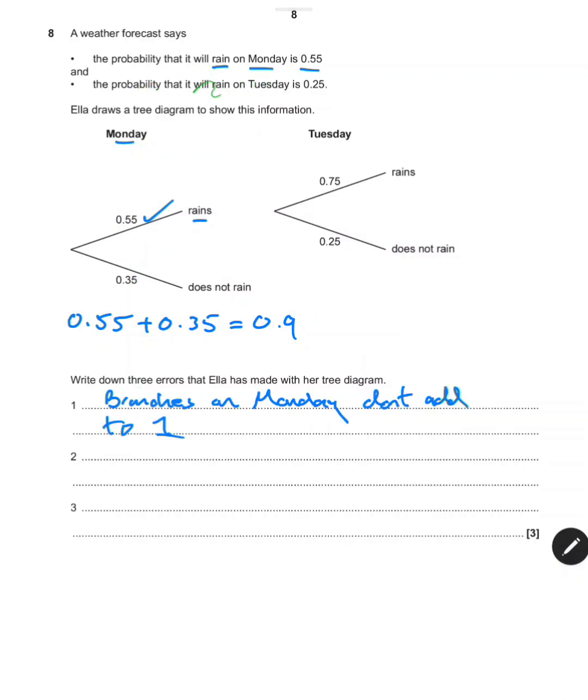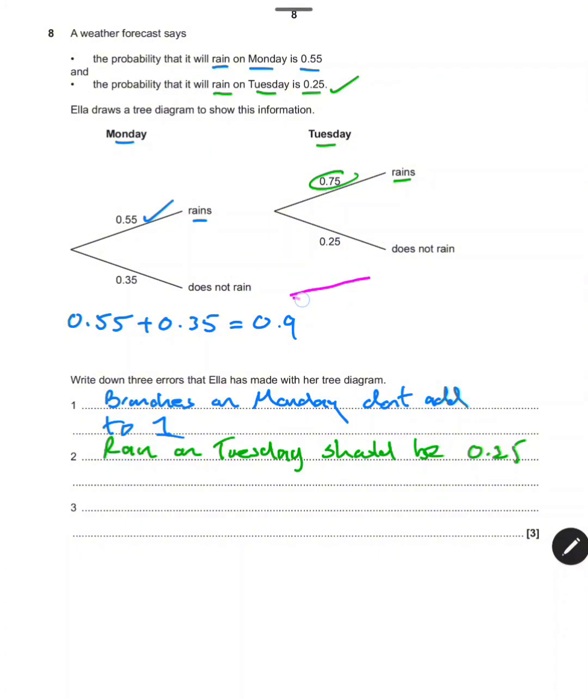Second statement, it says the probability it rains on Tuesday is 0.25. So we've got Tuesday rain and they've said 0.75. So they've got these branches mixed up. So I'll just write that down. And then third thing that's wrong with this diagram is we've not got these branches down here. We should have rain and no rain down here, following on from no rain on Monday. So I'll just put that down. And there's your 3 errors.